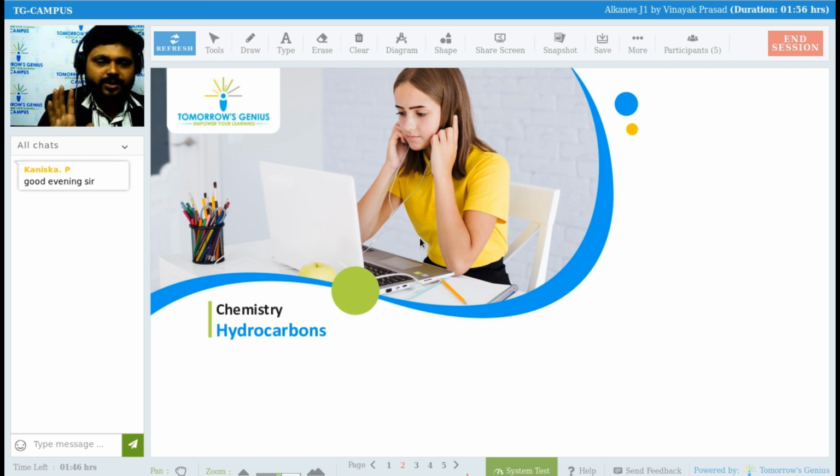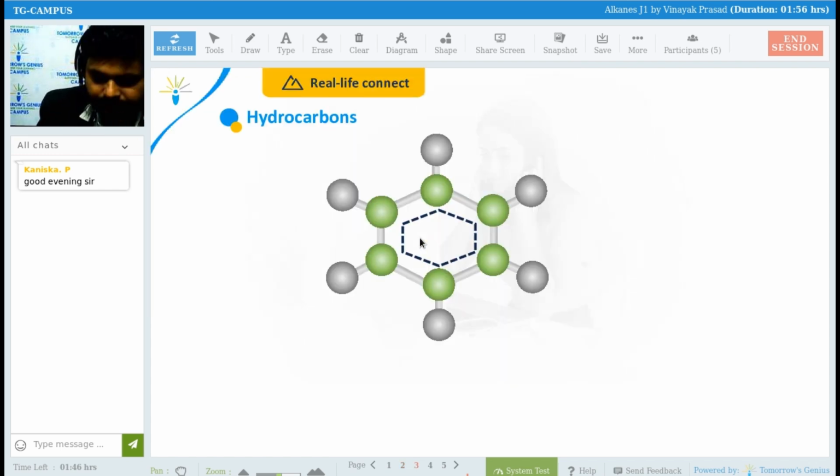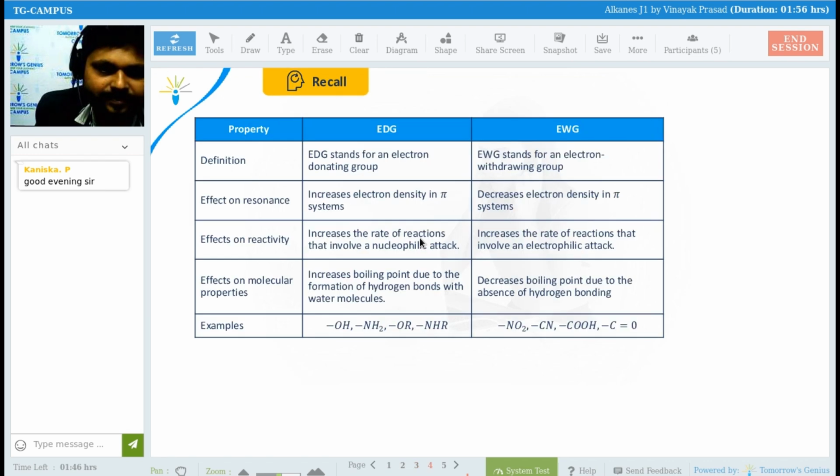And heteroatoms, you all know about heteroatoms. Sometimes heteroatoms will come to replace the hydrogen, and a different kind of compound will be there. How this happens, we will understand in today's class. Is that okay, everyone? Now see here. Hydrocarbons.